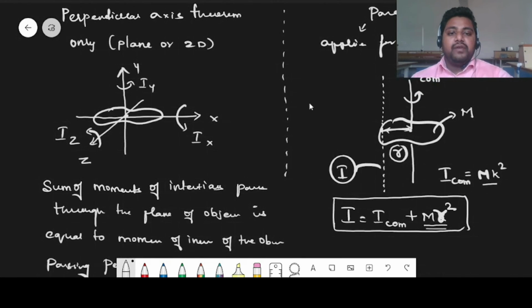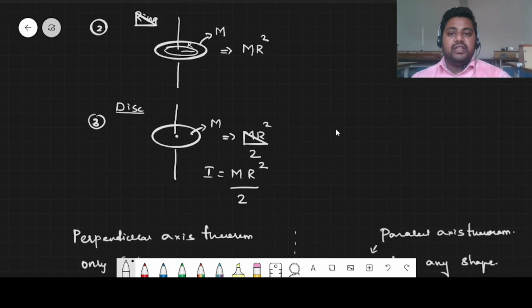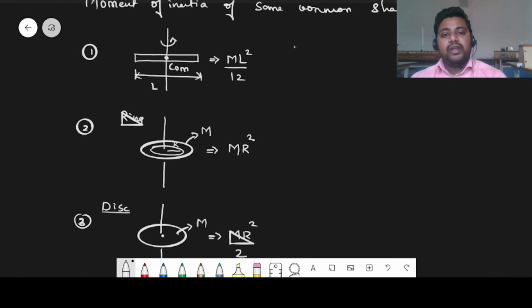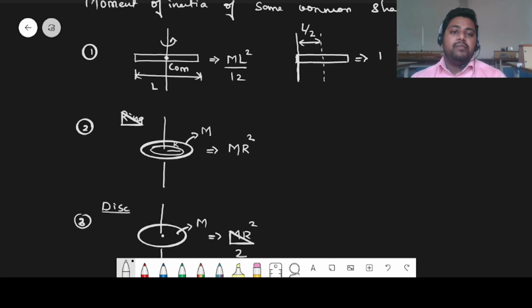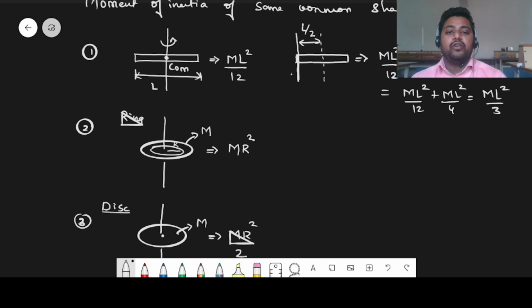Now let's understand the same for these objects. If I ask you to find the moment of inertia of this rod from a particular end, the axis is shifted from the center by a distance of L by 2. So you can write this as m L square by 12 plus the mass of the object times the shift squared. The shift is L by 2, so it will be m L square by 12 plus m L square divided by 4, which gives m L square by 3. That is the moment of inertia for the rod from the edge.